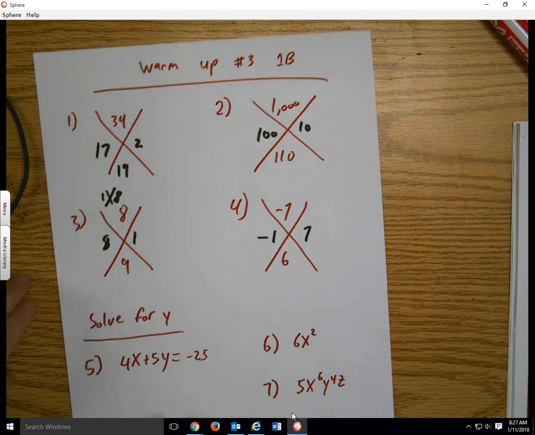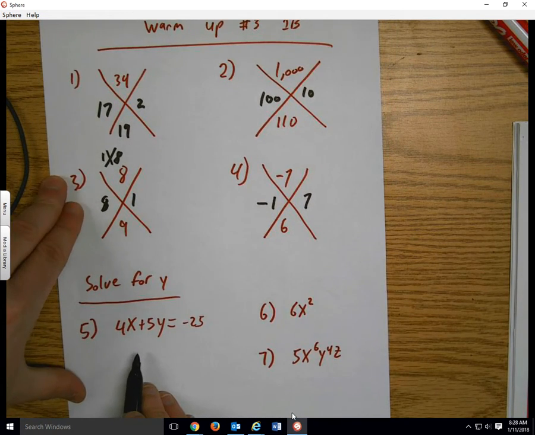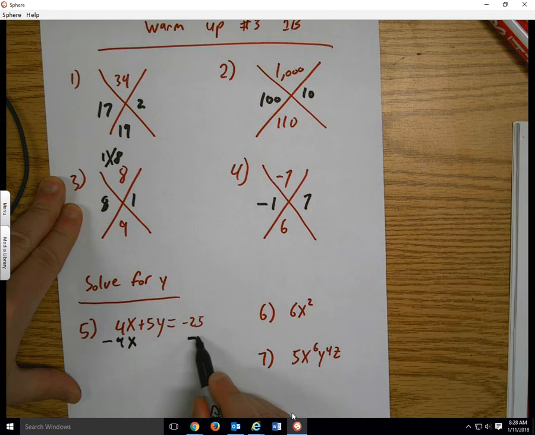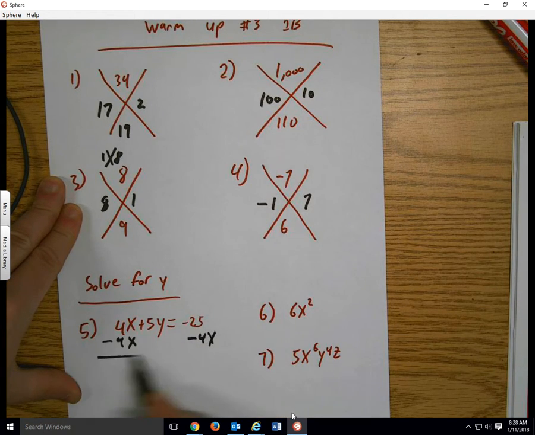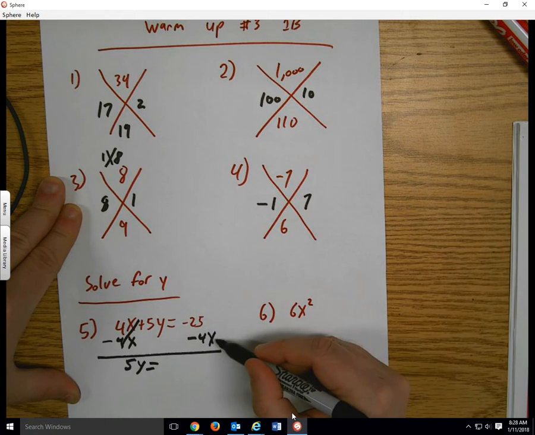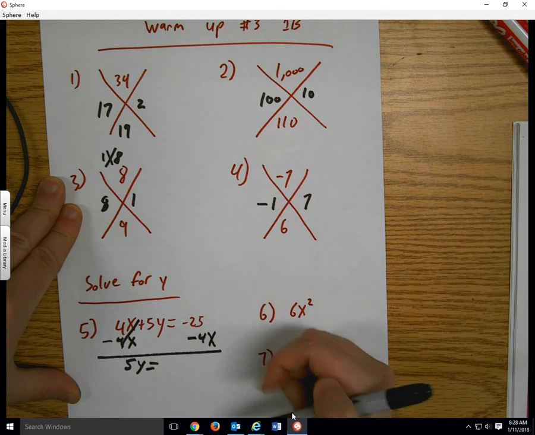Solve for y. This is the third time I've asked this question. So obviously I feel it's important that you know how to solve for y. The 4x is being added to the 5y. So to undo that, you would subtract it. You would then have a 5y equals, you can't combine these, they're not like terms. This has an x, and this doesn't. So you have to bring them down.